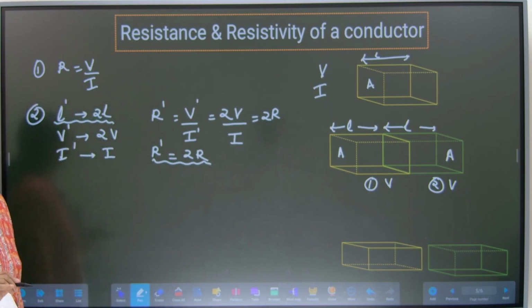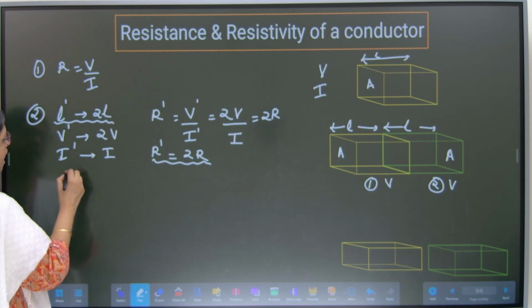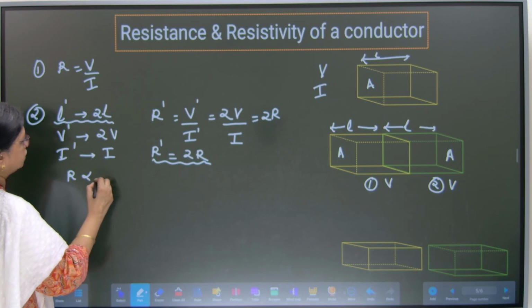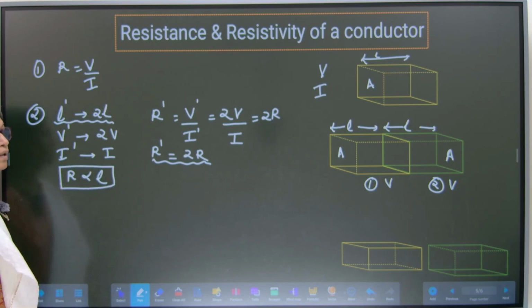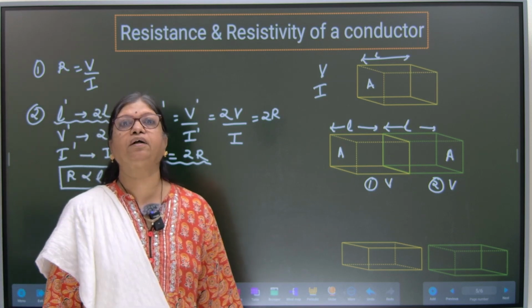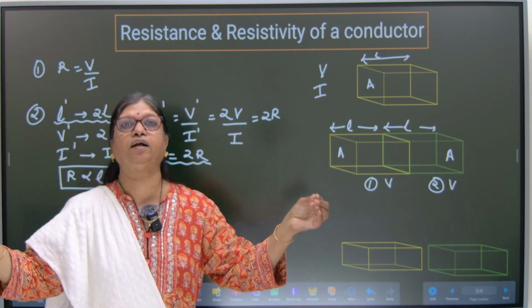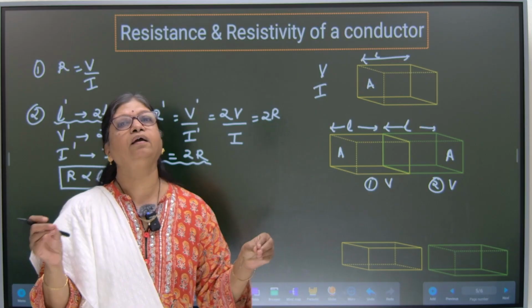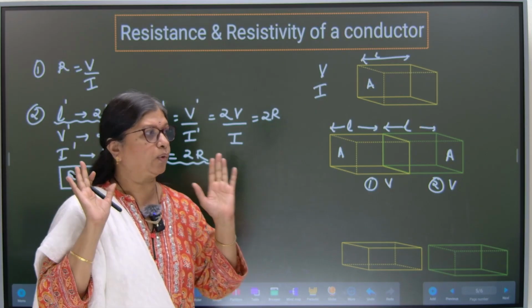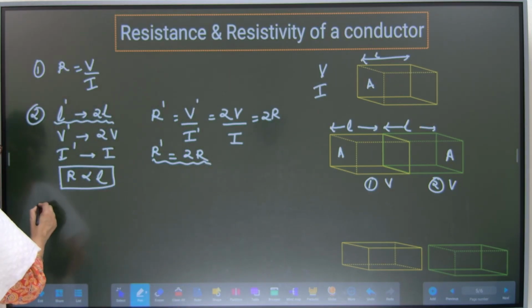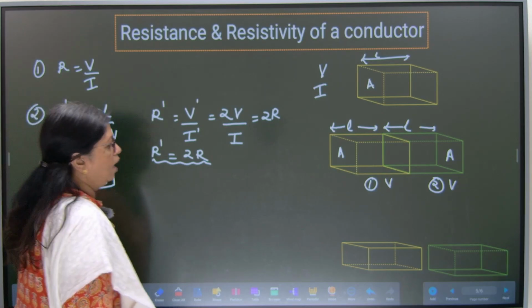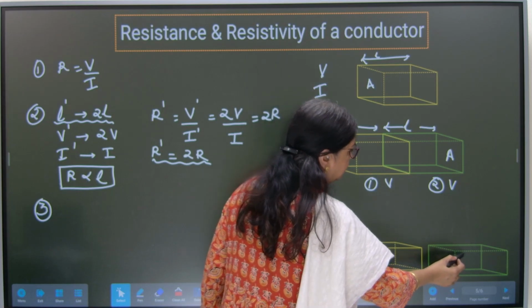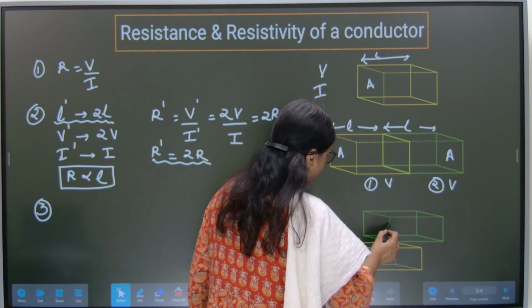So the conclusion for this arrangement becomes R proportional to L. Resistance is proportional to the length of the conductor. You increase the length of the conductor, resistance will increase. Fine? Okay.